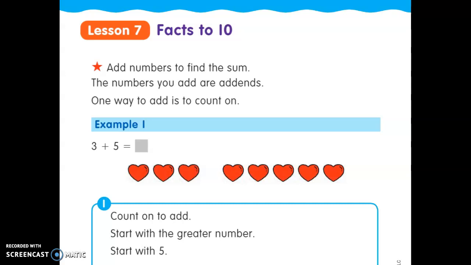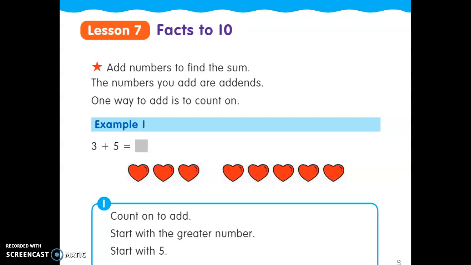Hi K2. For day 8 today, we are on Facts 210, and this day has both adding and subtracting. So I wanted to go over two different pages with you guys to make everything clear.